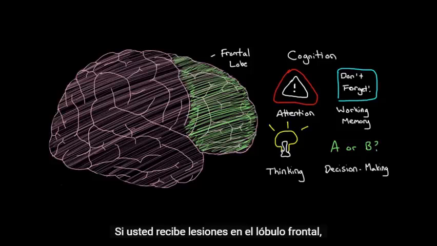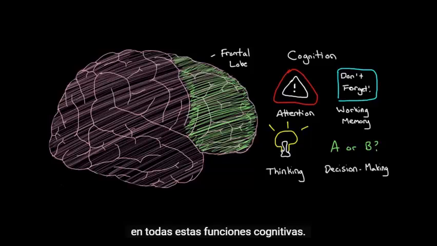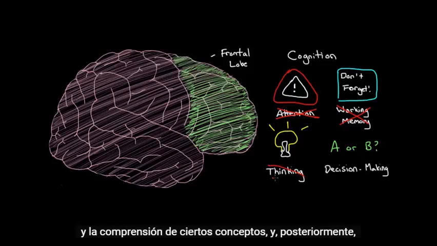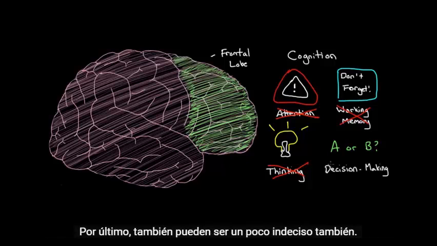If you get lesions in the frontal lobe, then you can experience a lot of problems in all these cognitive functions. For example, a lot of people may experience problems with paying attention to things. They may also be a little bit more forgetful. They may have problems thinking about and understanding certain concepts, and subsequently their ability to solve problems is pretty heavily impaired. And finally, they may also be a little bit indecisive as well.